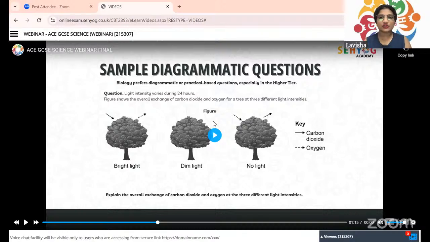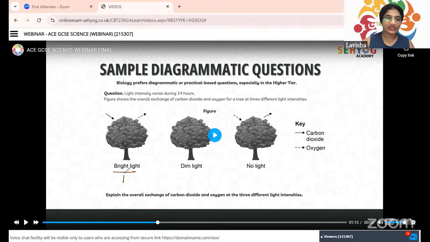For that, let's try to solve this particular question. As you can see on the screen, the question says that light intensity varies during the 24 hours. The figure shows the overall exchange of carbon dioxide and oxygen for the tree at 3 different light intensities. The question is not quite direct, and that's what AQA does. They don't put forward the direct question; they always ask in a complex manner to test your understanding and simplification skills. Now look here, we have been provided with 3 diagrams.